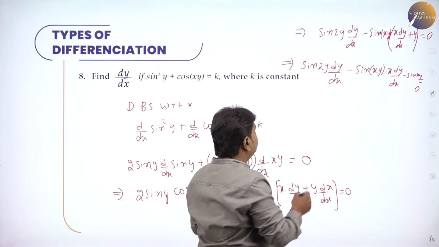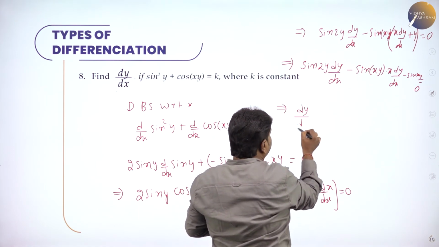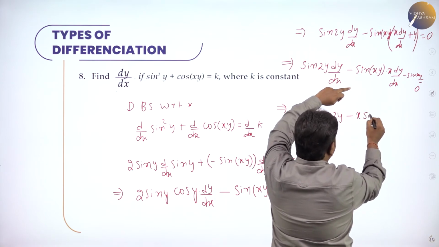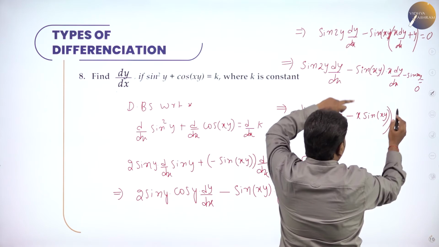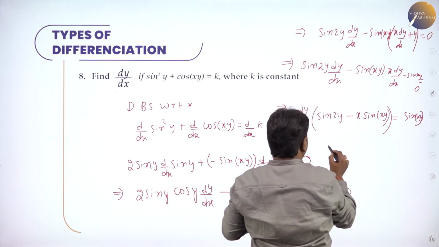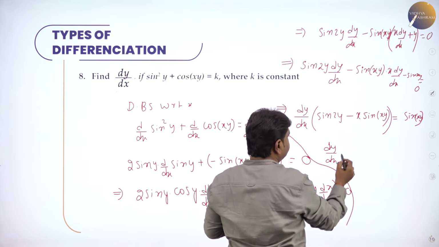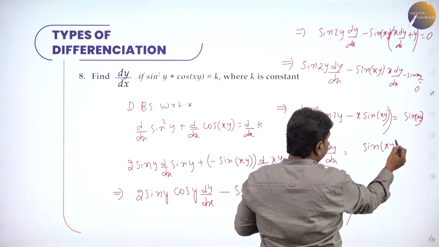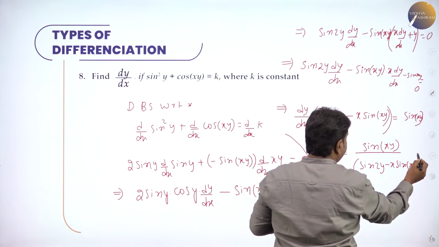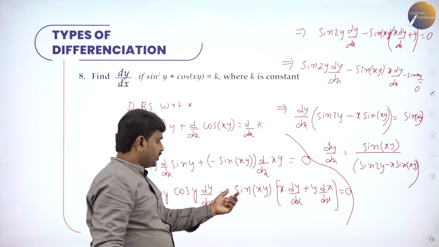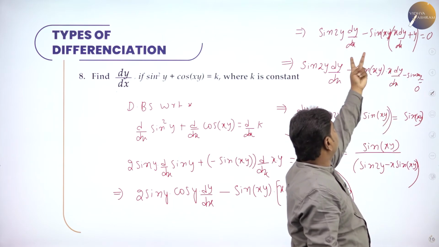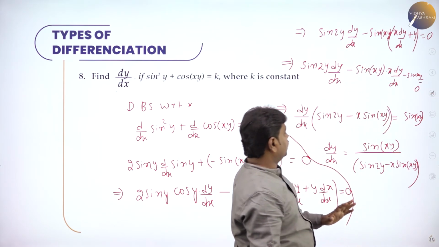Now group the dy by dx terms. If I take dy by dx common, I am left with sin 2y minus x into sin of xy, and transfer the other term to the right-hand side, so it becomes y sin xy. Now rearrange. So dy by dx is y sin of xy divided by sin 2y minus x into sin of xy. Here we have to multiply for each term. After you multiply it to each term, transfer this term to the right-hand side, take dy by dx out of these two terms, make it the subject, and you will get the answer.